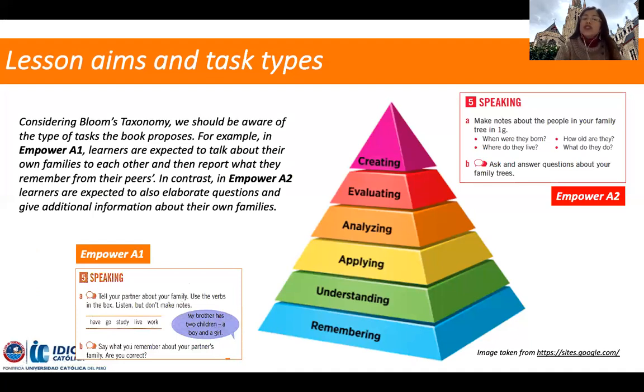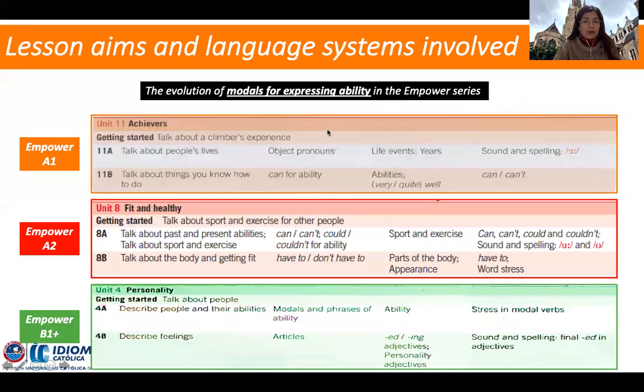So then, considering Bloom's taxonomy, we should be aware of the type of task the book proposes. Again, for example, in Empower A1, learners are expected to talk about their own families to each other and then report what they remember from their peers. In contrast, in Empower A2, learners are expected to also elaborate questions and give additional information about their own families. Okay, so I know my lesson aim, I know in which level my student is, I know the competency they need to have, and I know the type of task I have to design according to the level. Okay, so now, what else is necessary?